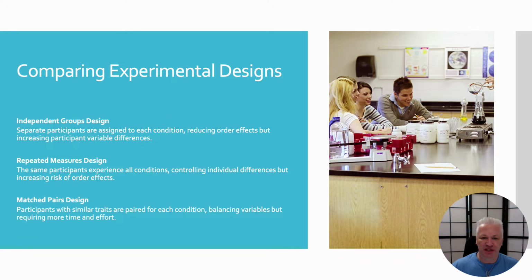Repeated measures design. So this is where the same participants take part in all the conditions of the experiment. So for example, participants may complete a memory task once in a silence condition and once with background noise. And the strength of this design is that participant variables are controlled because the same people are used in each condition, increasing internal validity. Another strength is that fewer participants are needed, making the design more economical.